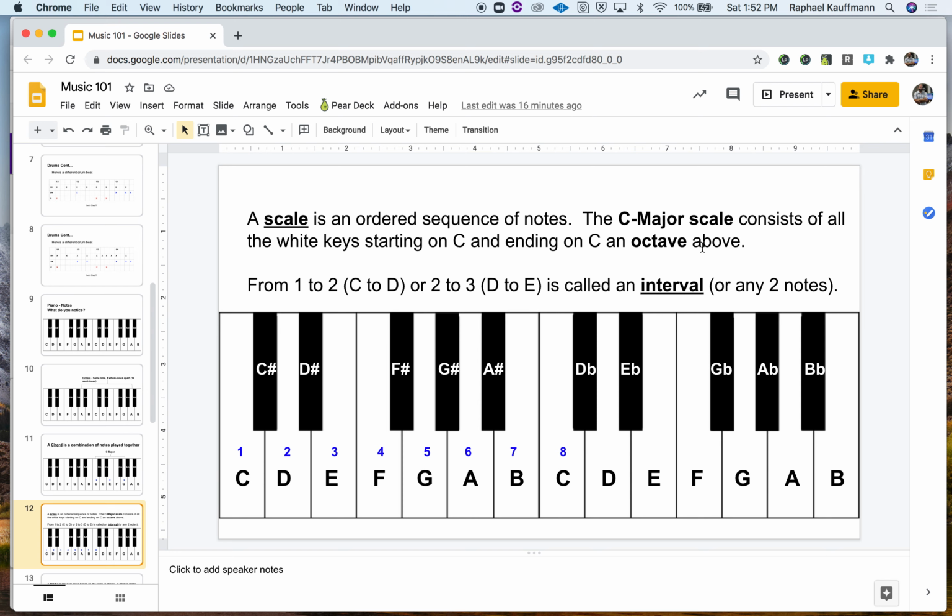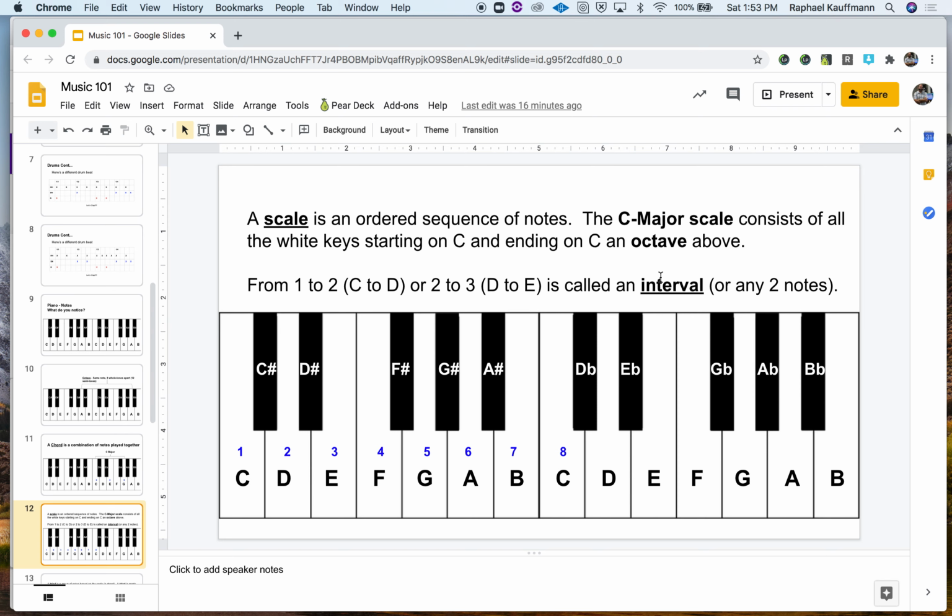All right, so the C major scale is the white keys starting at C and ending at C an octave above. From 1 to 2 or 2 to 3, or from C to C sharp, we're going to call those intervals. Any two notes that are played from one to the other is an interval.